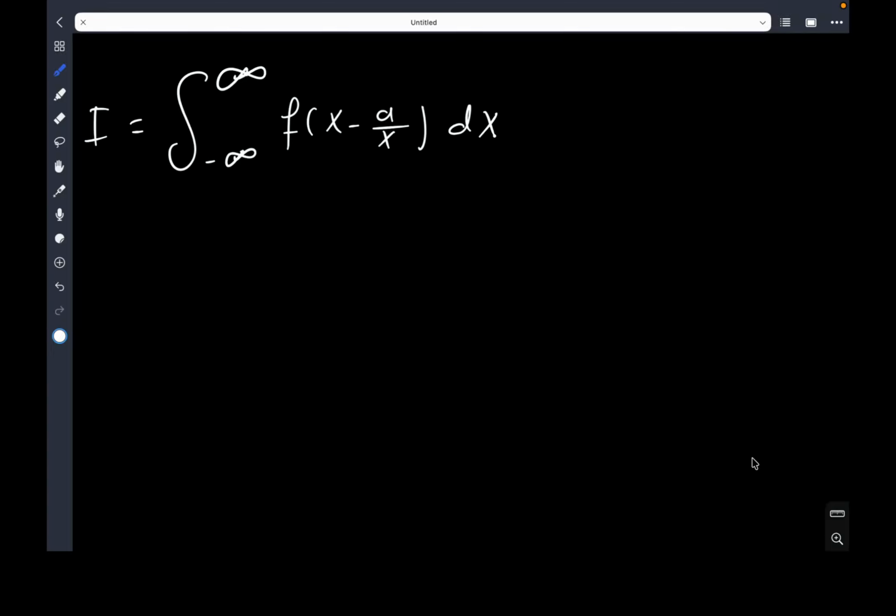Today in this video we're gonna prove a more general form of Glasser's master theorem, which I wrote here: the integral of f of x minus a over x, with respect to x from negative infinity to infinity, and we want to see the behavior of this integral and what this integral finally becomes.